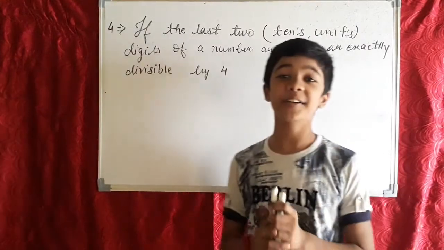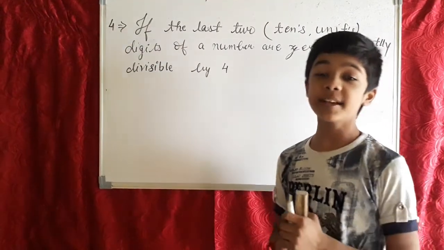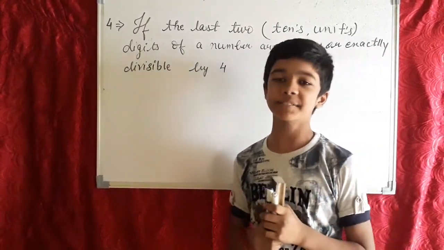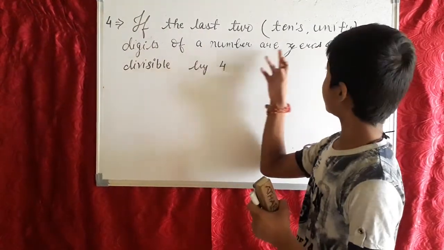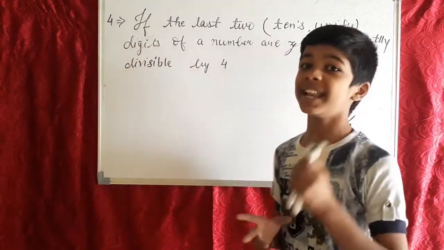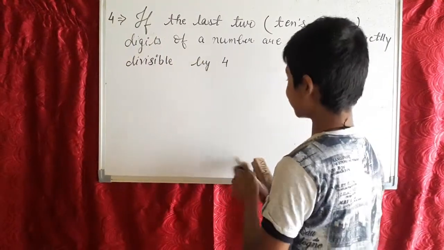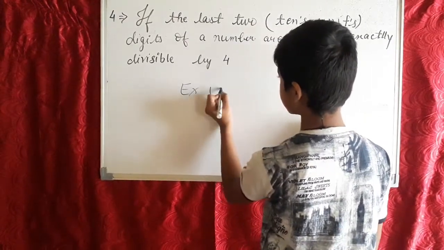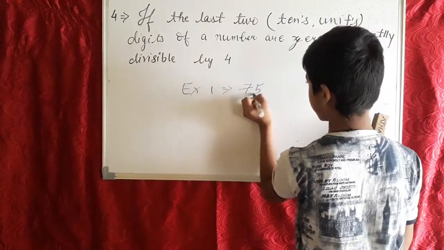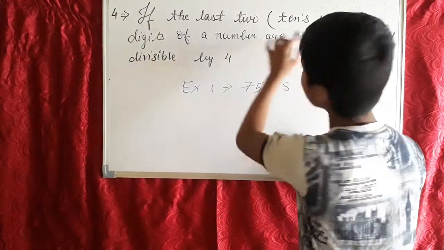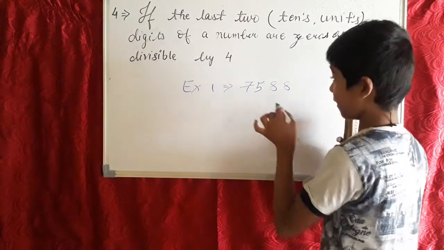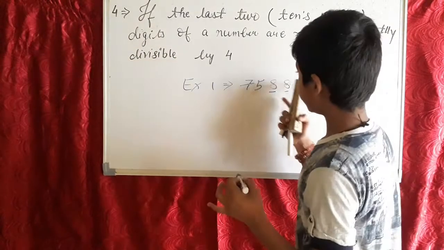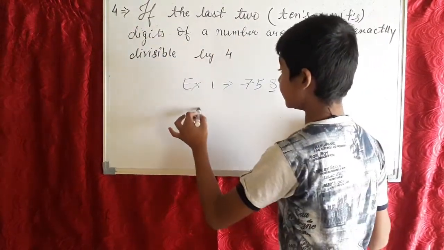So friends, we are now going to see the fourth divisibility test. If the last two digits, the unit and tens digits of a number, are zeros or exactly divisible by 4, then the number is divisible by 4. Okay, see the example. Example first: 7588. We are going to see the tens and unit digits of the number. What are they? 88. So we have to divide this 88 by 4.